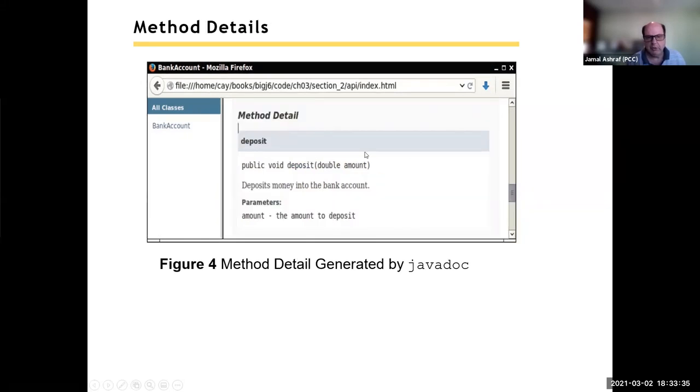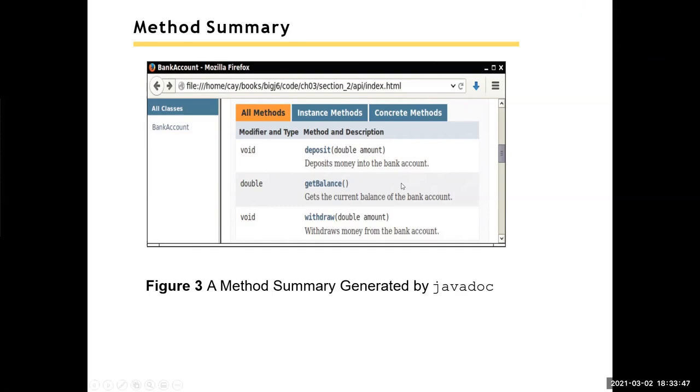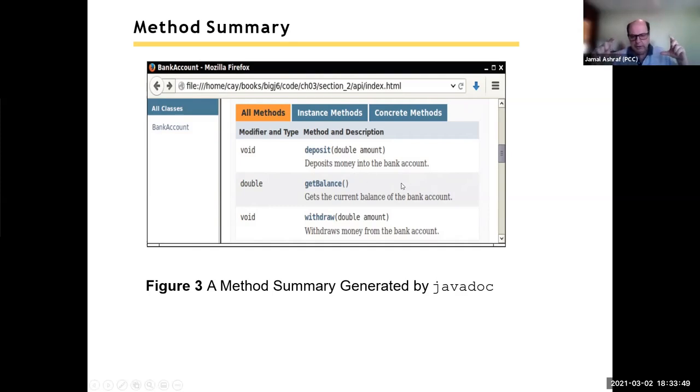So when I click on that one, on the deposit, all of these are going to be clickable. It is created by Java's Javadoc generator. So how do we generate a Javadoc in Eclipse? In your IDE, Eclipse, you're going to be looking for somewhere it says generate Javadoc.